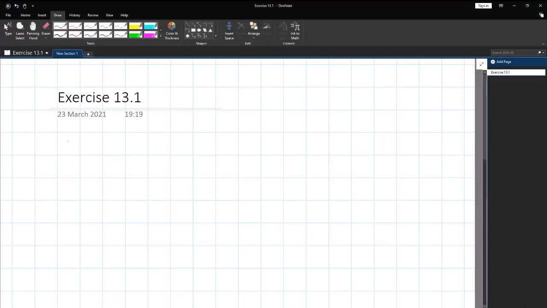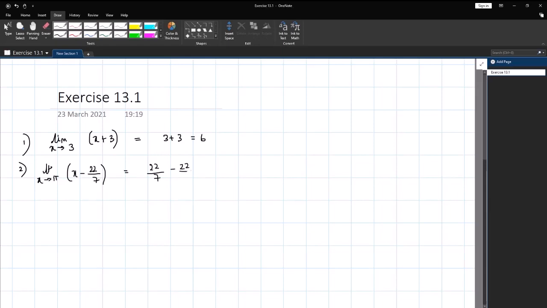Okay, we'll start with question number 1 of exercise 13.1 of limits and derivatives. That is, the first question is limit x tends to 3 of x plus 3. Fairly simple question. Direct substitution, 3 plus 3 is equal to 6. Question number 2, limit x tends to pi of x minus 22 by 7. So again substitution, that is 22 by 7 minus 22 by 7 is equal to 0.